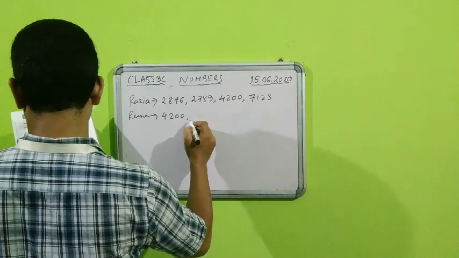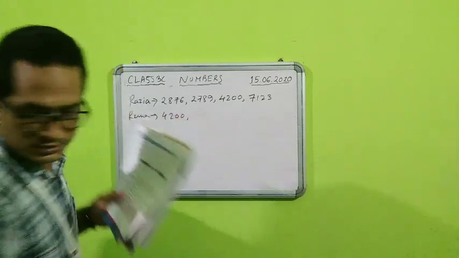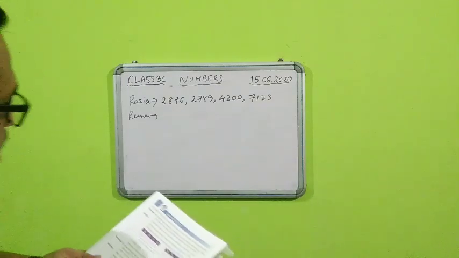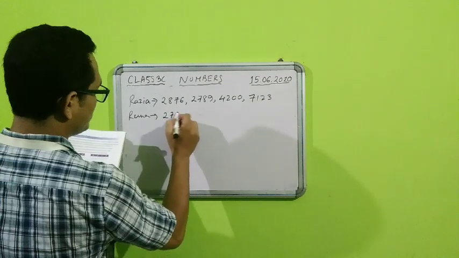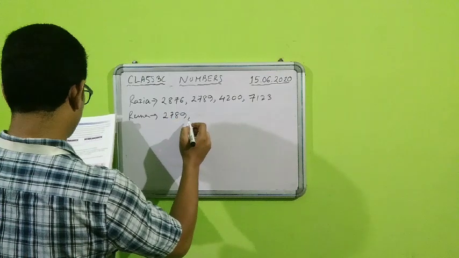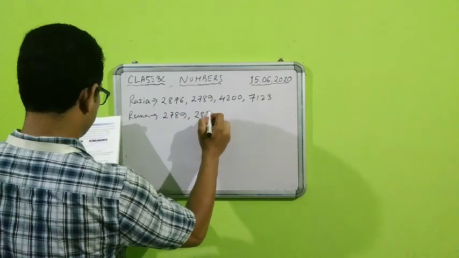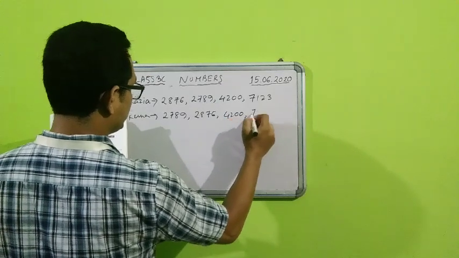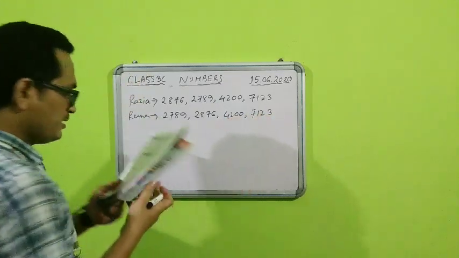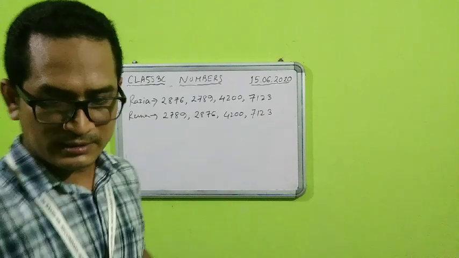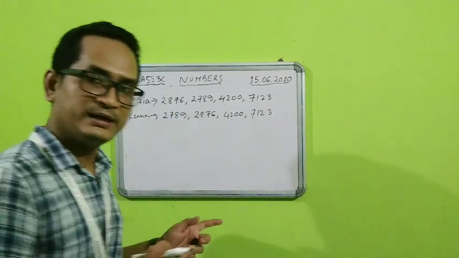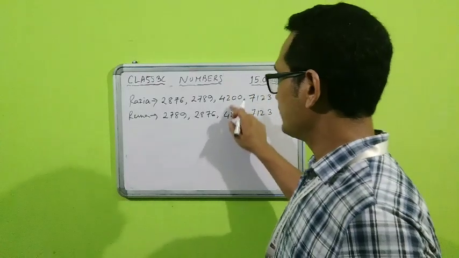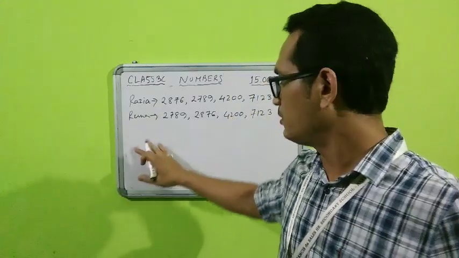4200. Sorry, it is not 4200, it is 2789, 2789, 2876, 4200, 7123. Now they said that both of the students have arranged them in ascending order. Now students, I need to find out which one is the correct one. Regia is correct or Rina is correct.